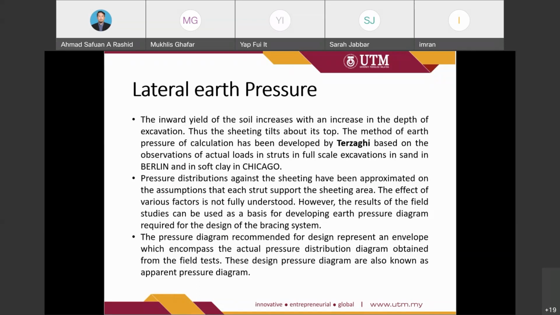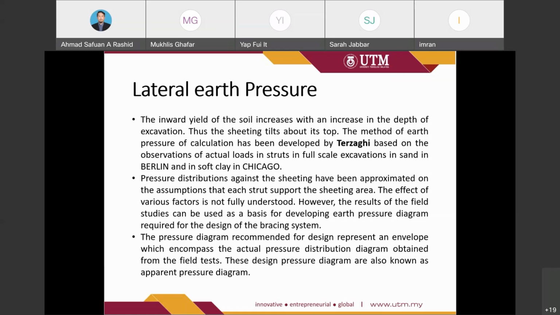So Terzaghi developed the earth pressure for the bracing system based on observation for both types of soil, which are sand and soft clay. Pressure distributions on the sheeting have been approximated on the assumption that each strut supports the sheeting area. The effect of the various factors is not fully understood.